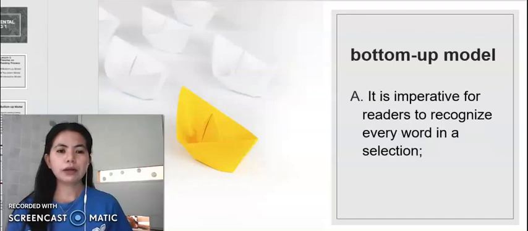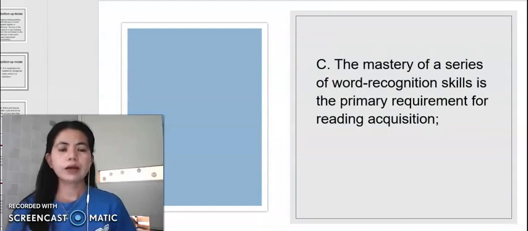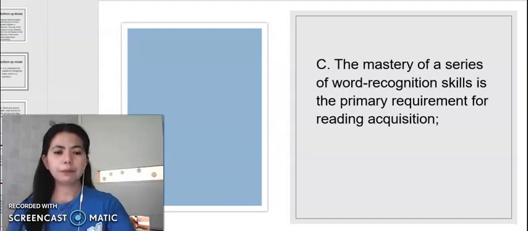In the bottom-up model, it is imperative for readers to recognize every word in a selection so that the reader can comprehend it. The word and sound letter cues should be the primary tool that readers use so that the reader can identify the unrecognized words. The mastery of a series of word recognition skills is the primary requirement for reading acquisition. So word recognition skills is the primary requirement in the bottom-up model.